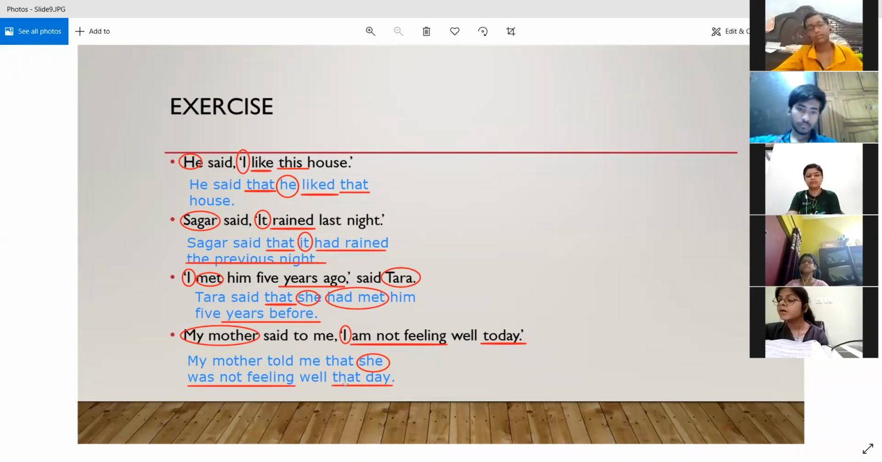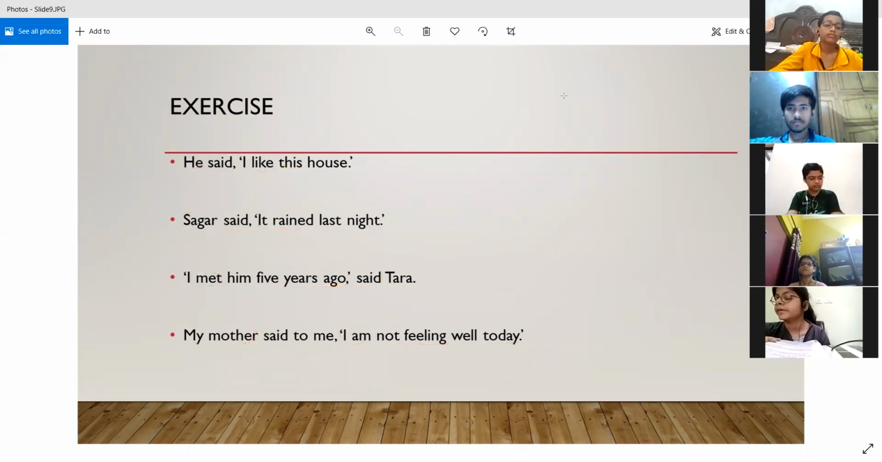Okay, so you will have to keep in mind all the changes. The changes regarding the change in pronouns, then change in tense, change in the time expression, everything will have to be taken into consideration while changing direct speech into indirect speech. All right. Now we move to the next set of sentences.